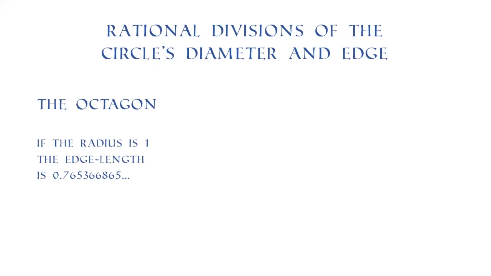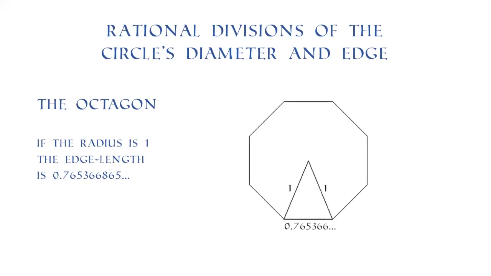Now, if the radius of the octagon is 1, then the edge length is this incommensurable number here, 0.765366865, it goes on. So let's look at that in relation to the octagon. Radius is 1, and therefore that is the edge.